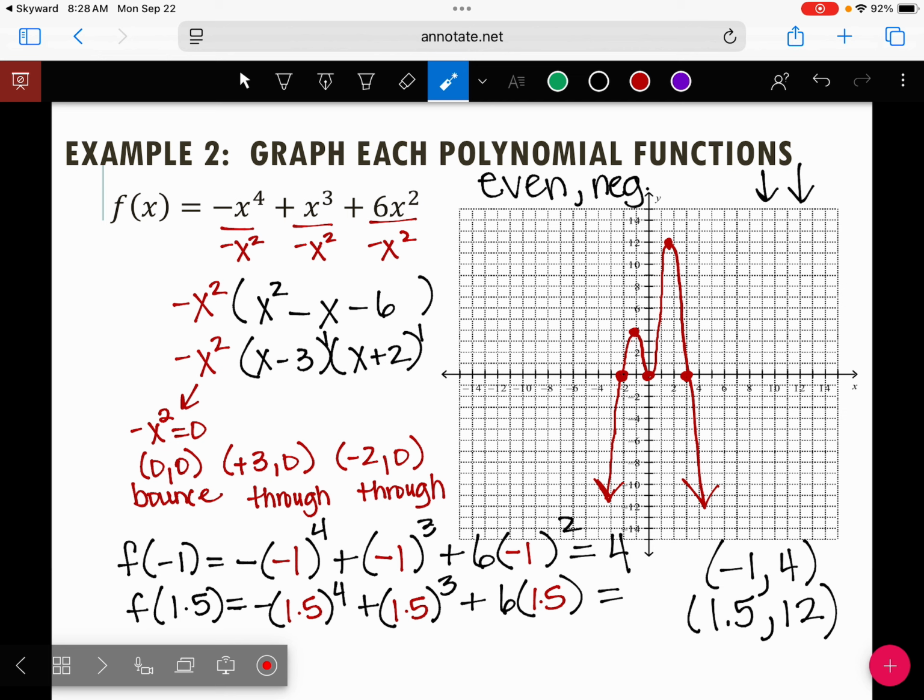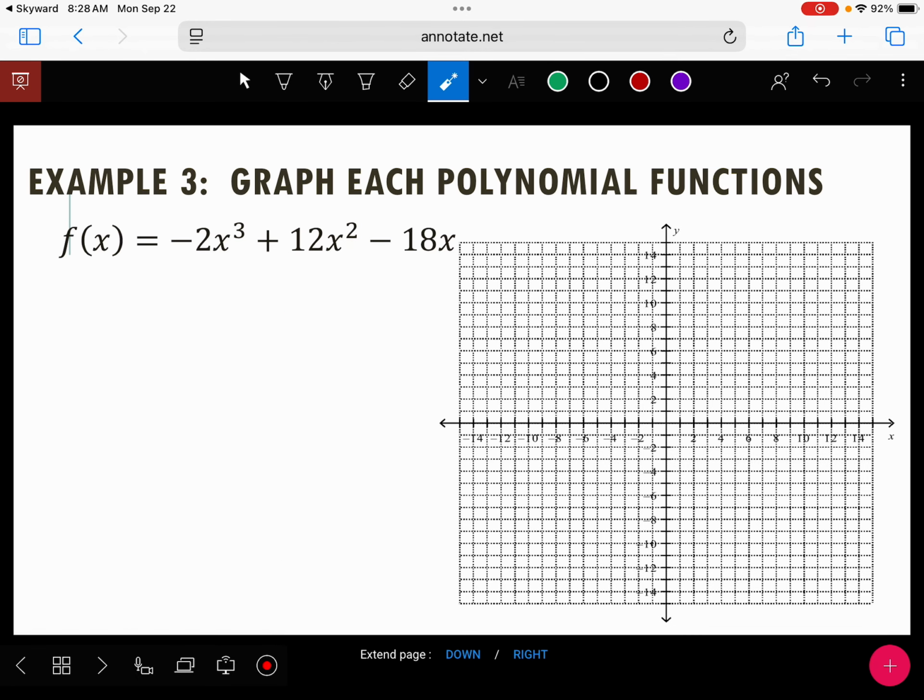We ready for example 3? We got 5 examples. Help us get ready. There is a graphing question on the quiz. All right, go ahead and copy down example 3. First step, factor it.